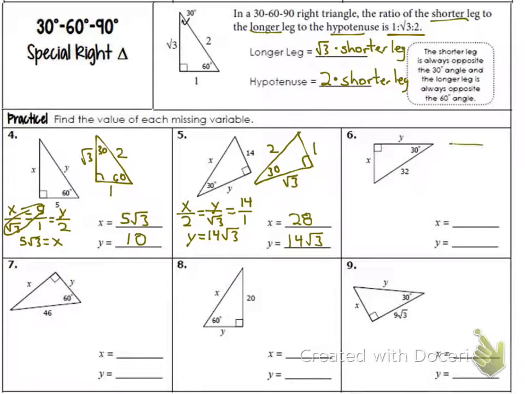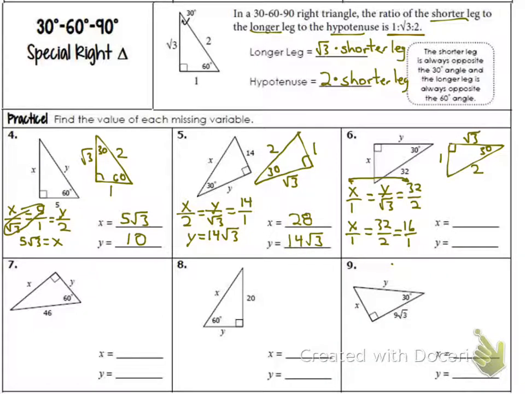For number 6, we're going to draw our special right triangle. 30 degrees here, goes 1, root 3, and 2. So we'll have x over 1, y over root 3, and 32 over 2. I'm going to take these two ratios first. X over 1 equals 32 over 2. I could reduce 32 over 2 and make it 16 over 1. That is also what we'd get for cross product. So I see that x equals 16.